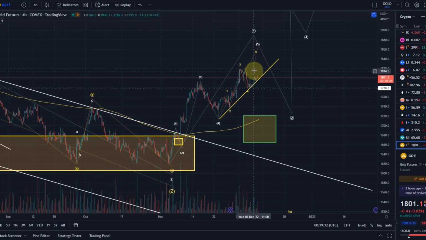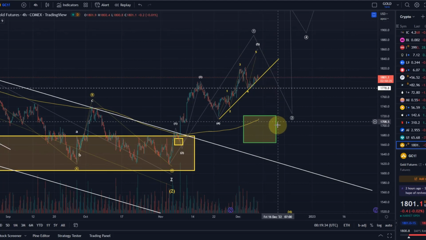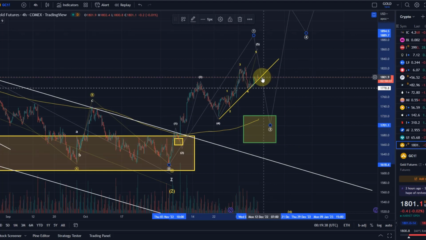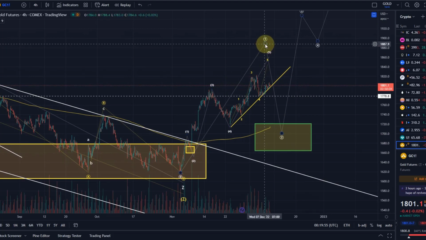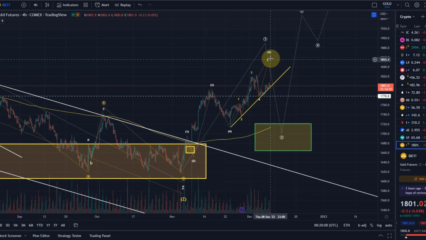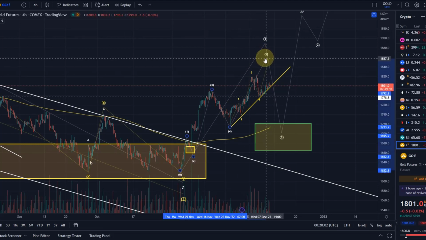If we now break to the downside, then I have to assume we are already in the wave 2, and the first indication that we are not going to push higher in a wave 5 would be that we break below the trend line and that we break below the support level here at $1,778. That is quite important, because then we have only 3 waves to the upside, so it couldn't be the wave 5. That's actually quite important.